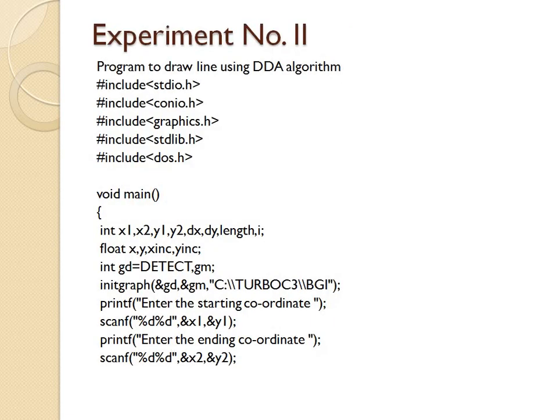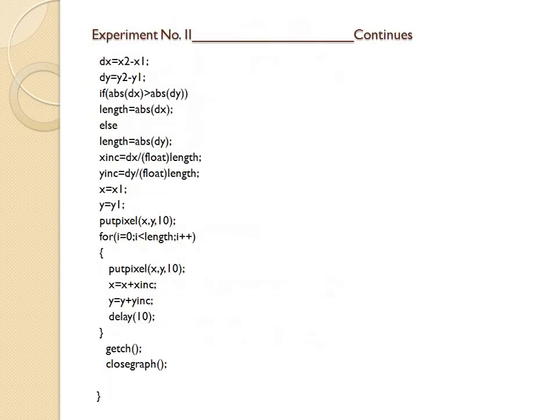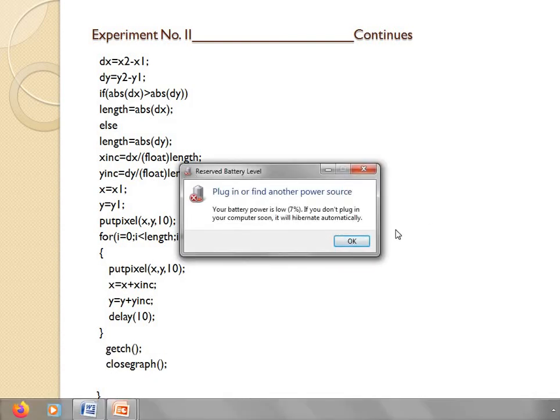Once again, this is experiment number 2, that is draw the line using DDA algorithm. Here we use the conditions: if dx is greater than dy, then step is equal to dx, otherwise length is equal to dy. Then the for loop, that is i is equal to 0, i less than length, then i plus plus. Then go to getch and closegraph.